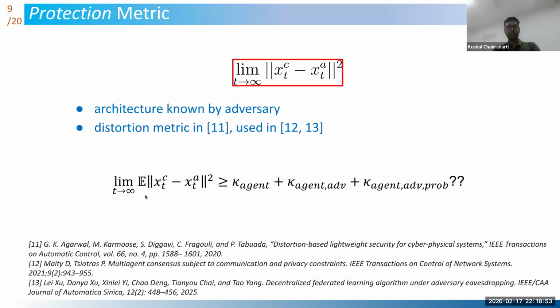And as I mentioned, I will try to quantify asymptotically the amount of protection in terms of different parameters, which are influenced by the adversary side or the federated learning algorithm side, or maybe a combination of both.